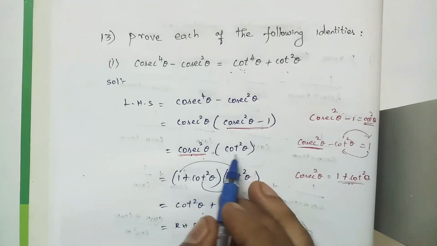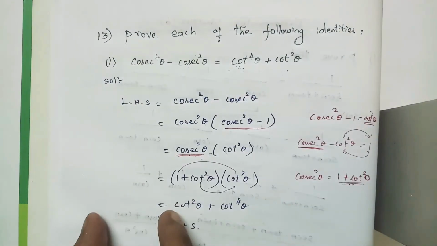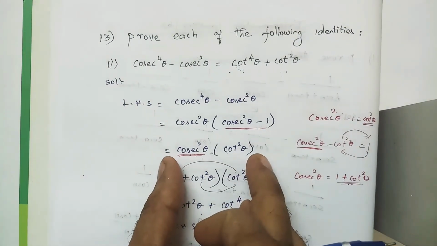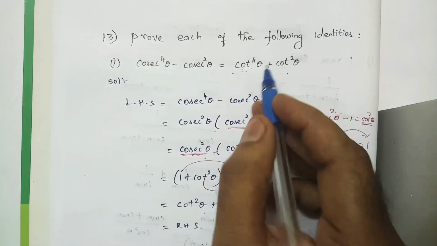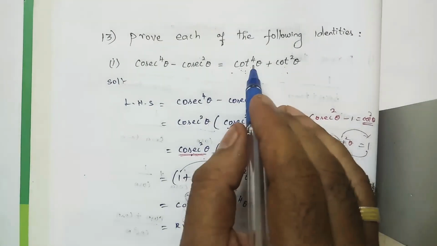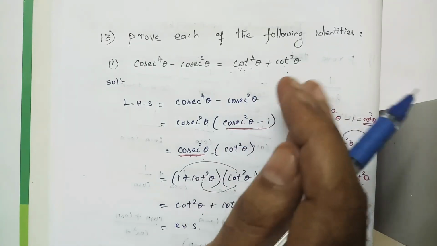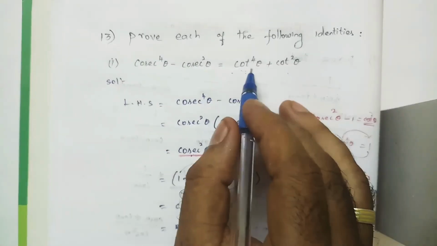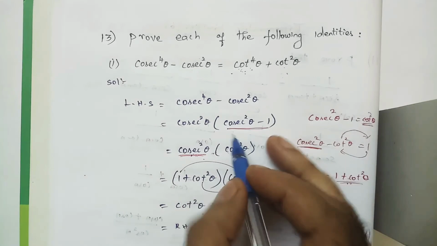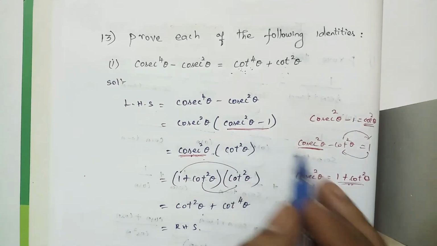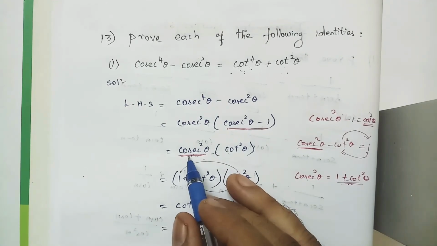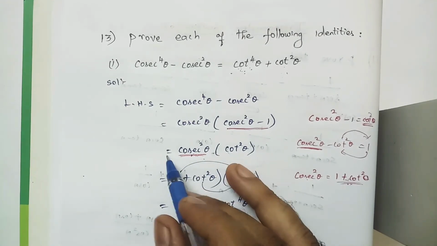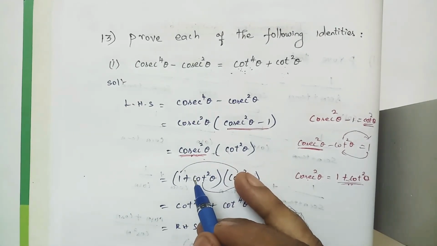Suppose you stop here itself and take the RHS separately, you can bring the like terms, because in the RHS also we have two terms. Cot square theta is common. Take cot square theta commonly outside, and inside we get cot square theta plus 1. Cot square theta plus 1 is nothing but cosec square theta. So we'll get cot square theta into cosec square theta. Then LHS is equal to RHS.